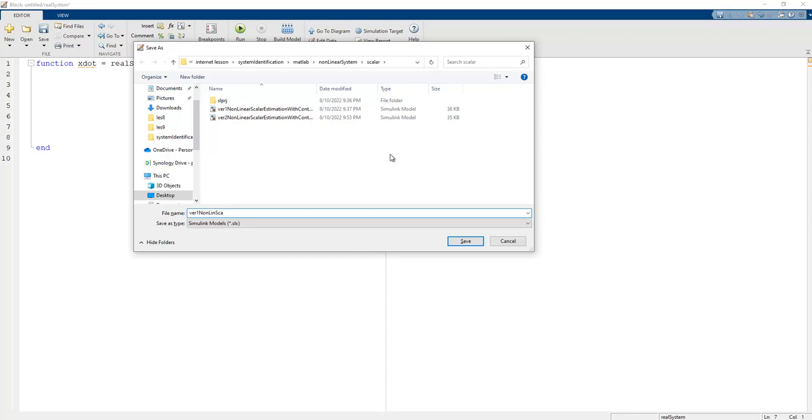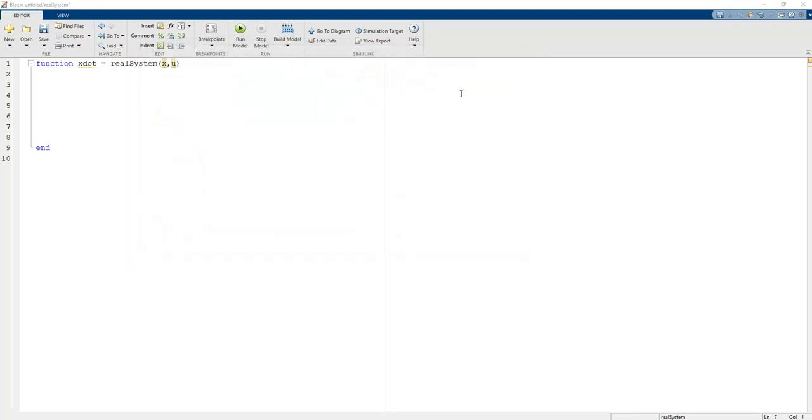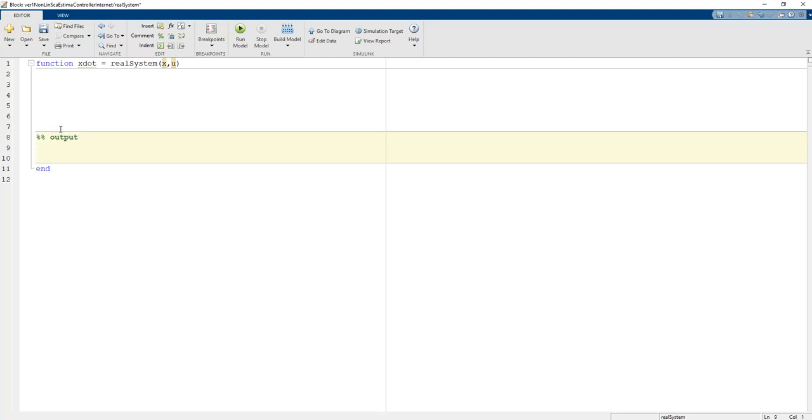If I save this code, nonlinear estimation controller should be given as the name of this file. We have two parameters here. The output section is given with x dot equal to minus a times x plus b times u. These are the real system.